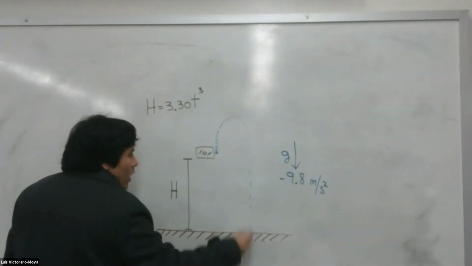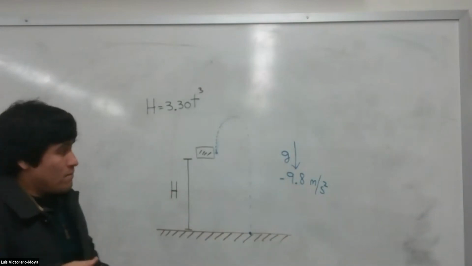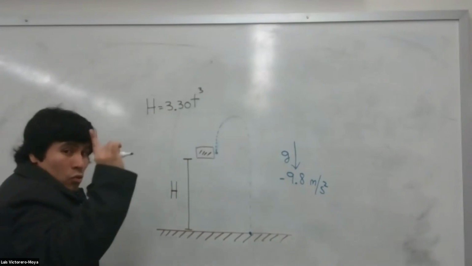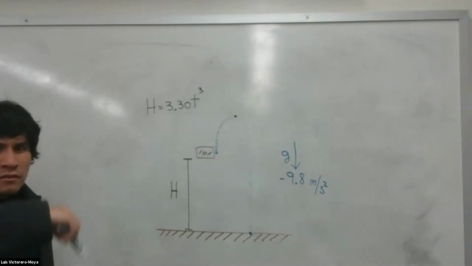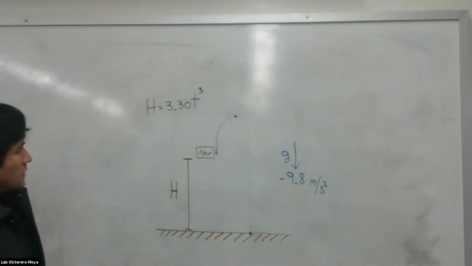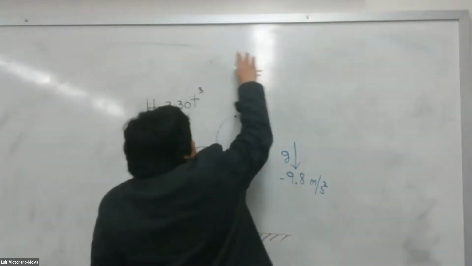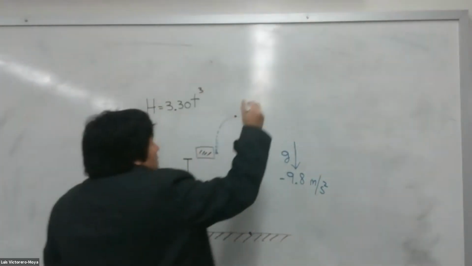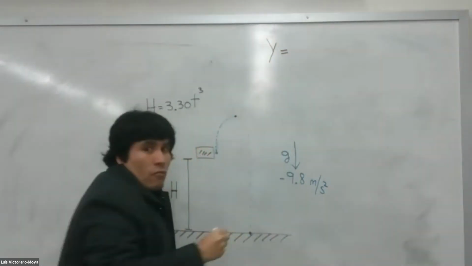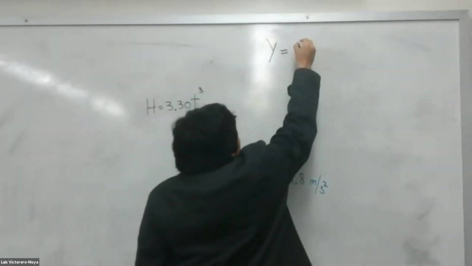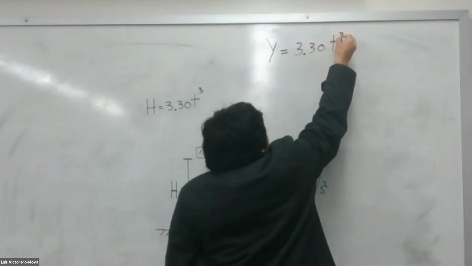You want to know how long it takes to go up and down. Very similar to a problem we did in class, by the way. We know that the velocity at this point is 0, the velocity and the speed at the maximum height. How do I use this piece of information? Well, h is on the y-axis. So I can say that y for the helicopter is 3.30 t cubed.